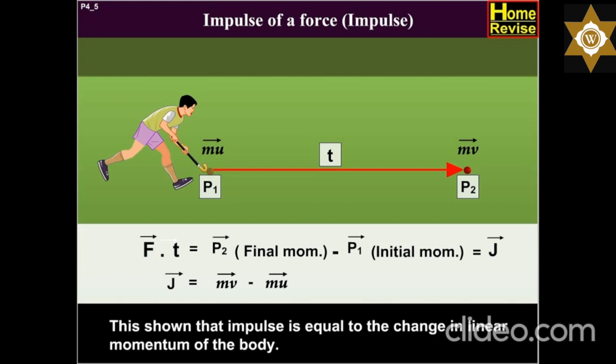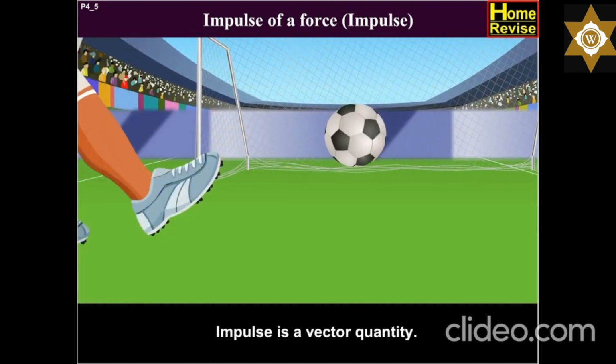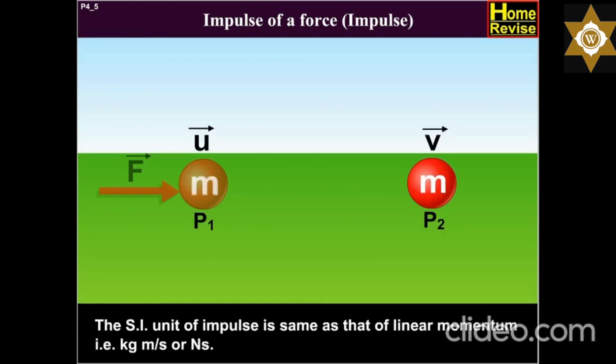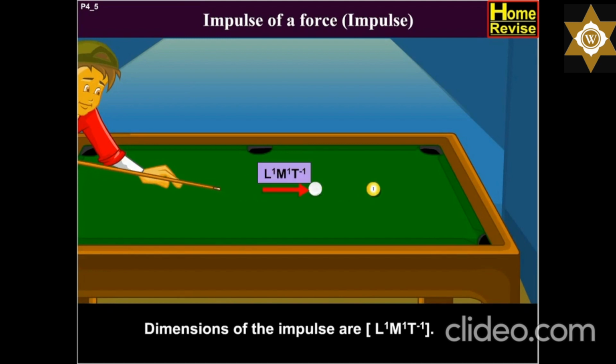This shows that impulse is equal to the change in linear momentum of the body. Impulse is a vector quantity. Its direction is the same as that of the force. The SI unit of impulse is the same as that of linear momentum, that is kg meters per second or Newton seconds. Dimensions of the impulse are L to the power 1, M to the power 1, T to the power minus 1.